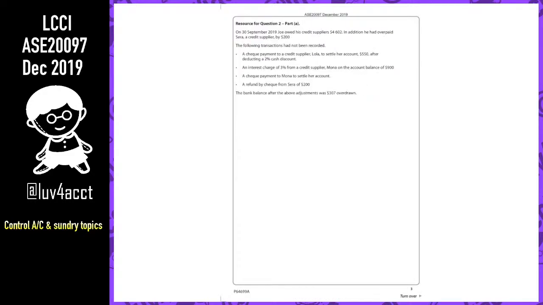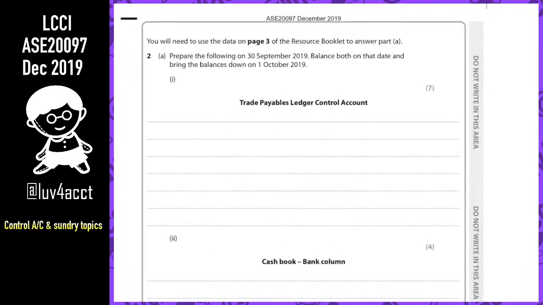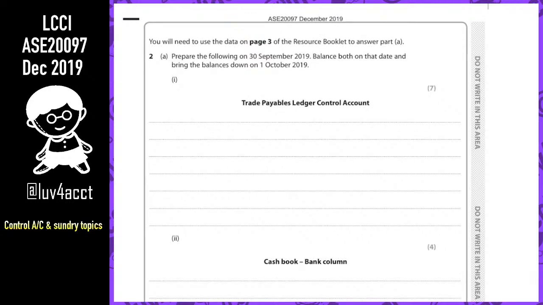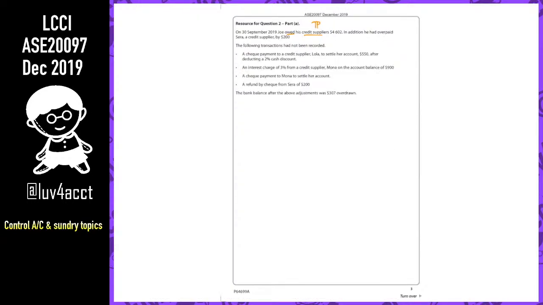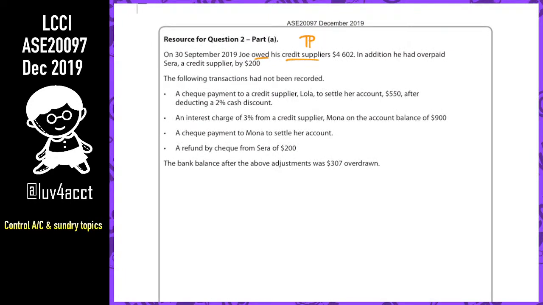On 30th December, Joe owed his credit suppliers 4620. So owing to credit suppliers, we are working on trade payables ledger control, and the year end, I think what we have to do, let me see. Prepare the following accounts on 30th September and bring down on the 1st of October. Okay, let's see the date. It is interesting.